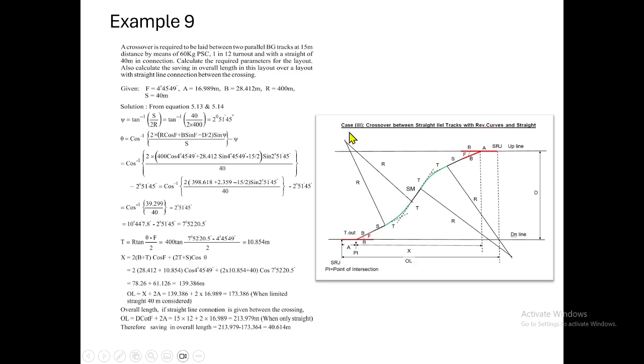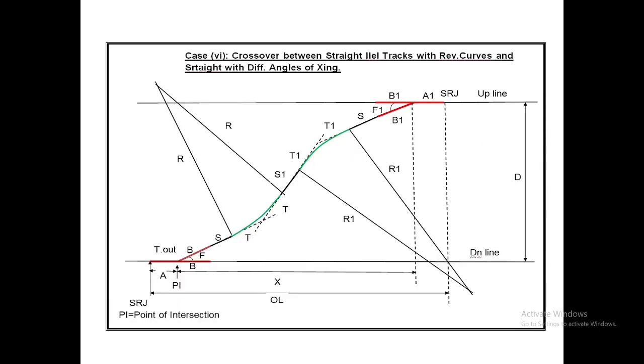So this is a numerical example as far as this type of connection is concerned. This is the way we have to do it. Once we know the overall length, we can fix the geometry on the field. Next, the same crossover is another type, that means a different angle of crossing. With the different angle of crossing, reverse curve and straight in between the reverse curves, how to proceed, let's see.